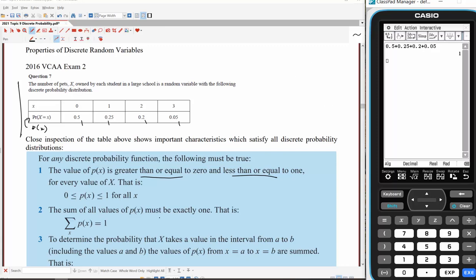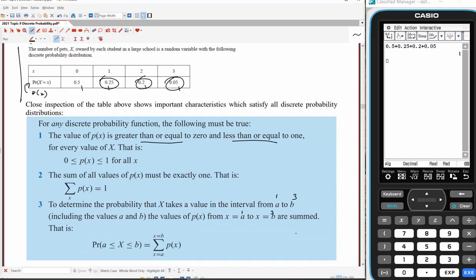To determine the probability that the random variable takes on a value from the interval a to b, let's just say 1 to 3, including the values a and b, the values of p of x from a to b are summed. So in this case, from 1 to 3, we would add together that and that. And that would be our probability over the interval 1 to 3. And that's just it in summing notation.